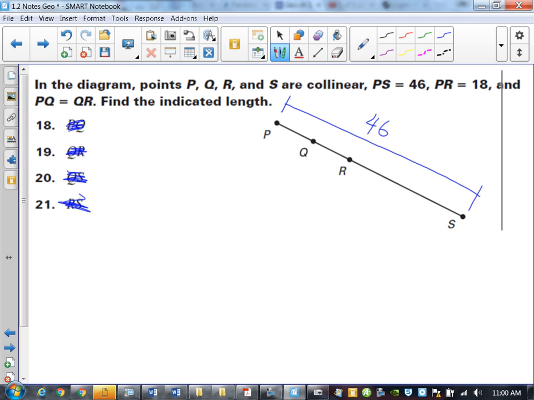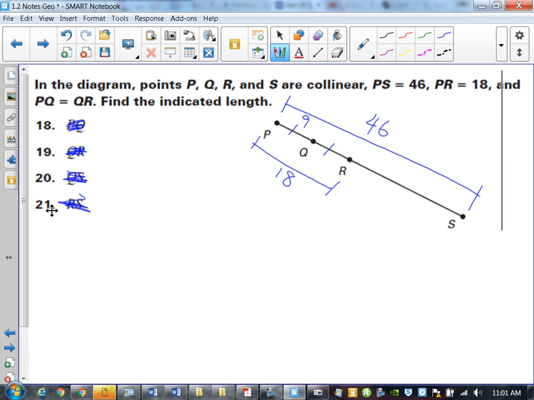Yes. After that, it says that PR from here to here is 18. And then it says that PQ equals QR. So that means that these 2 segments are the same, which means they are congruent, which means I can put that in there. Those tick marks then show that both of those 2 measure the exact same amount. Well, if the whole thing is 18, what does each part have to measure? 9. Very good.